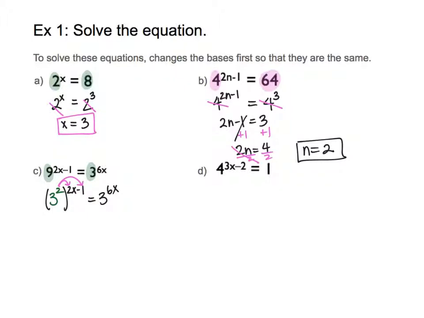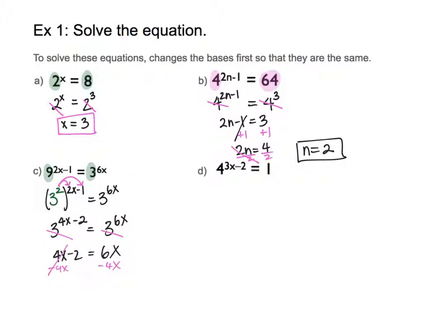And so in this case, this is going to be 3. 2 times 2x is 4x. 2 times negative 1 is negative 2 equals 3 to the 6x. Now the bases are now the same, so they cancel. And now I have 4x minus 2 equals 6x. And so now I need to get this x by itself, so maybe subtract the 4x on both sides.